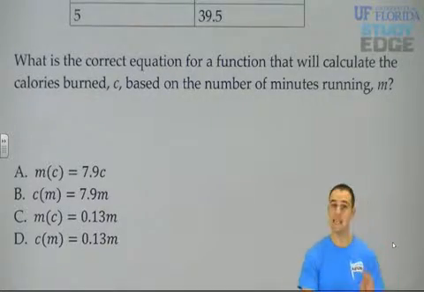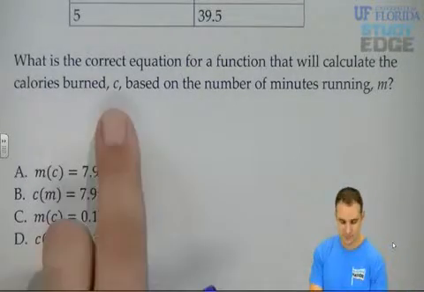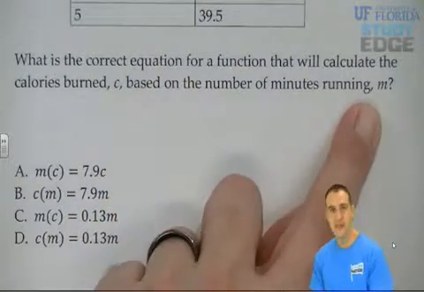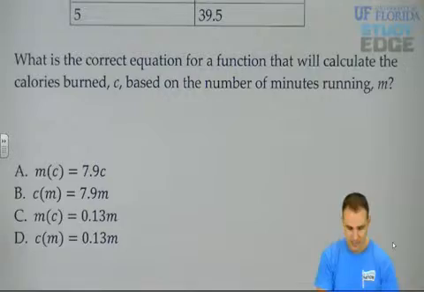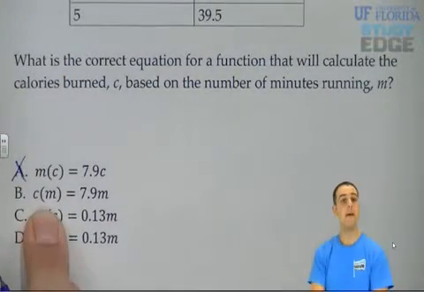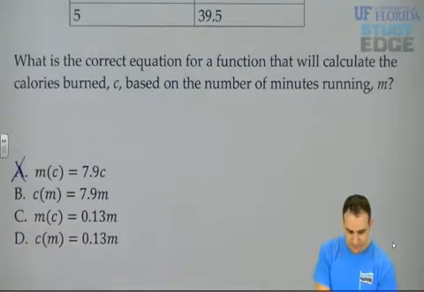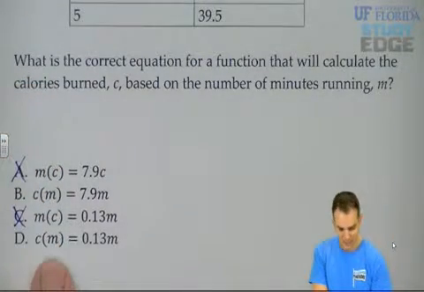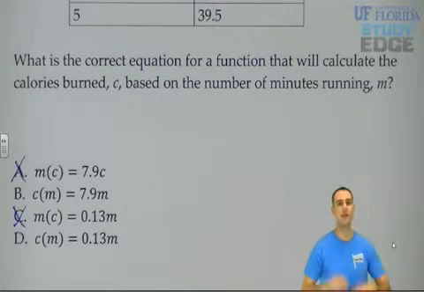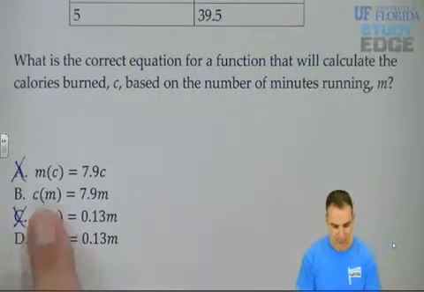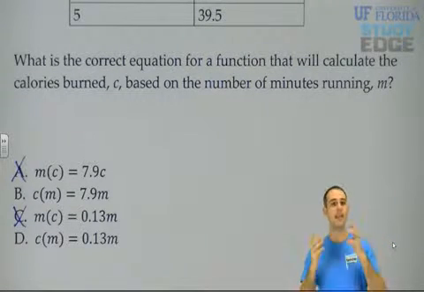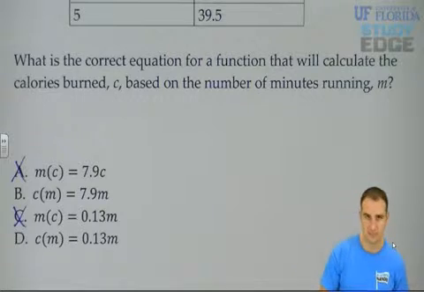Read it in order. Even though it says it slightly differently, this would be C based on M. C as a function of M. It's not A. Could be B. We're down to two choices. We have C as a function of M, the correct notation on the left-hand side of the equation. Calories as a function of minutes.